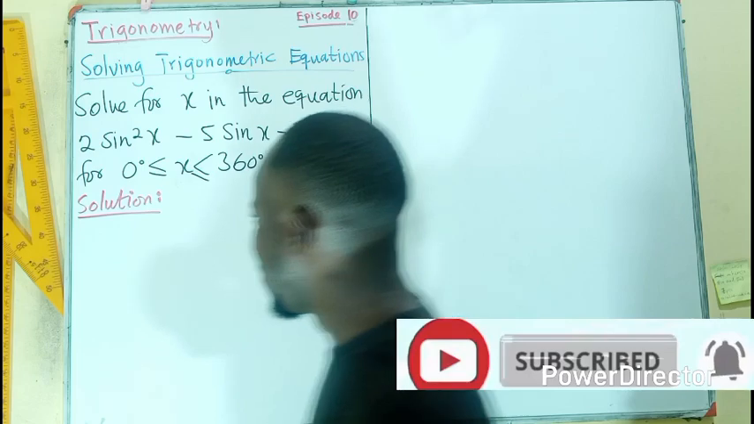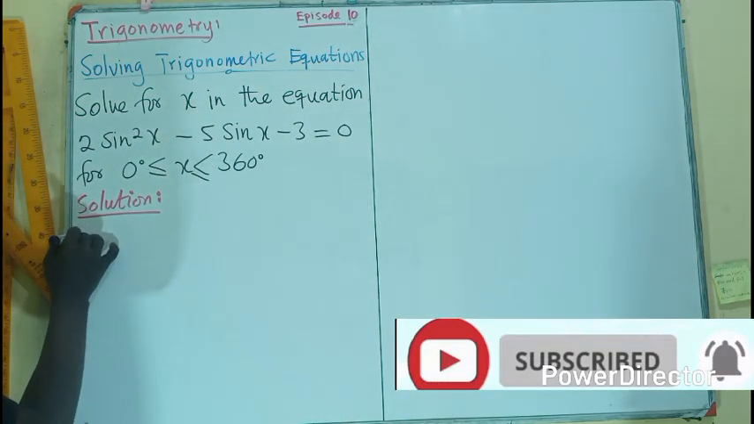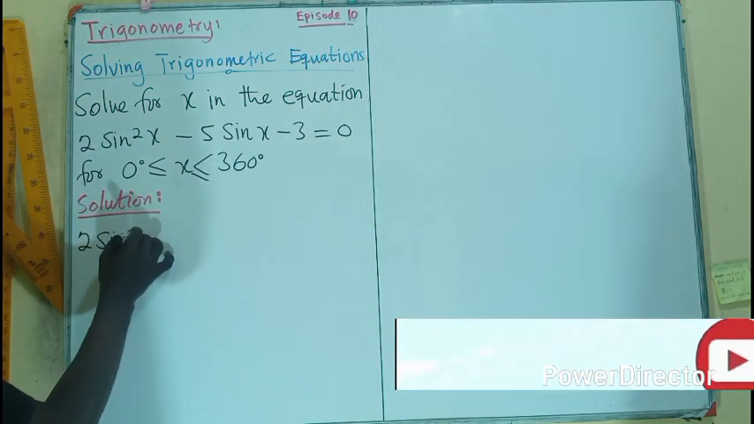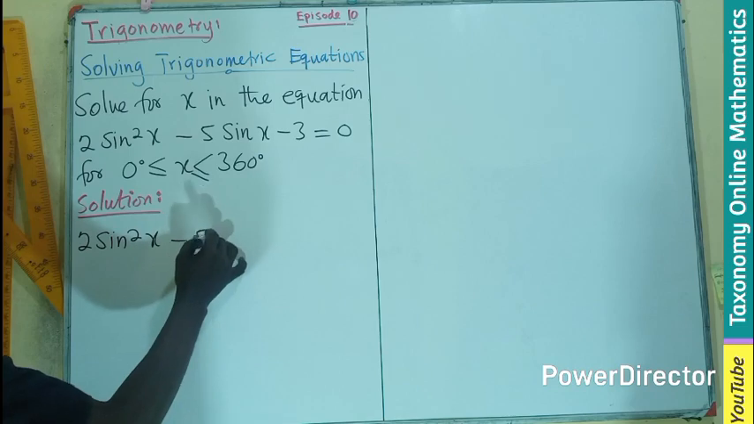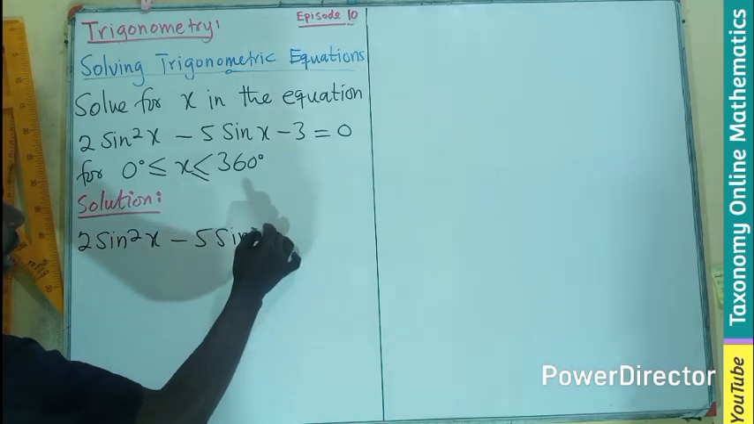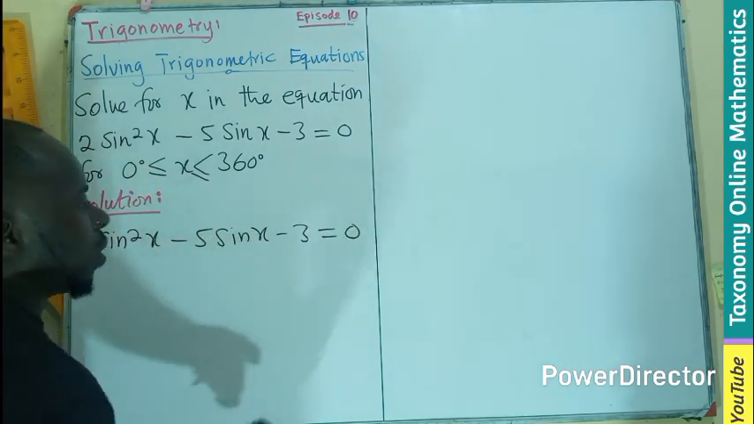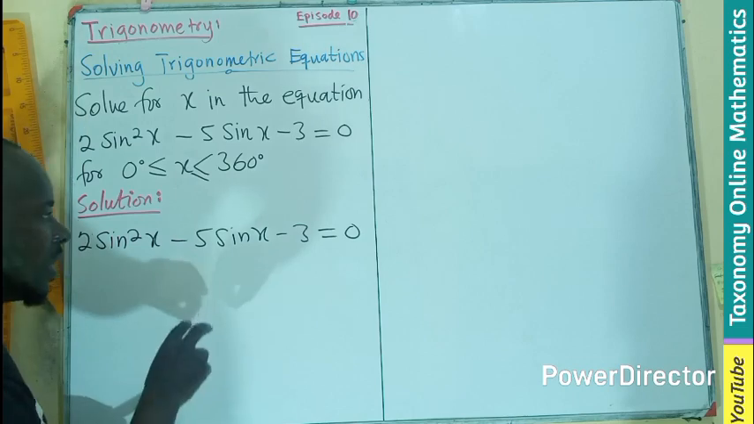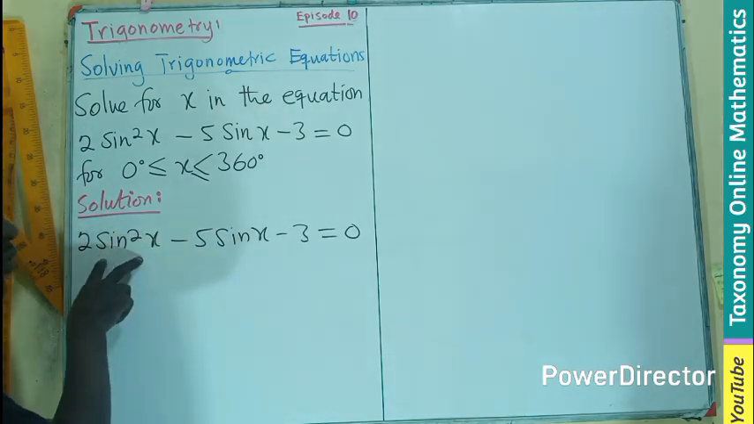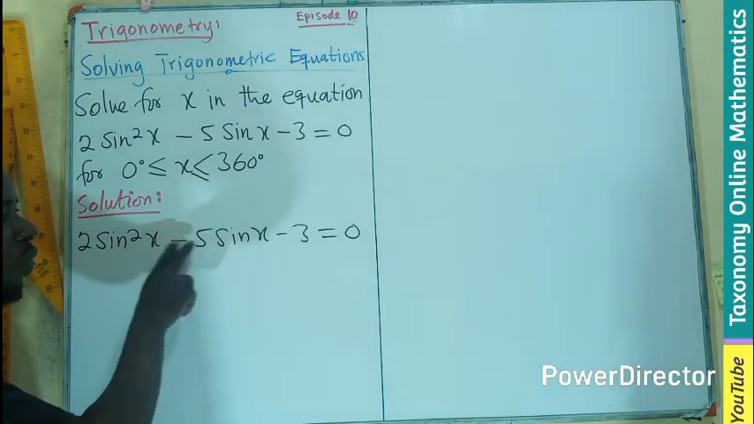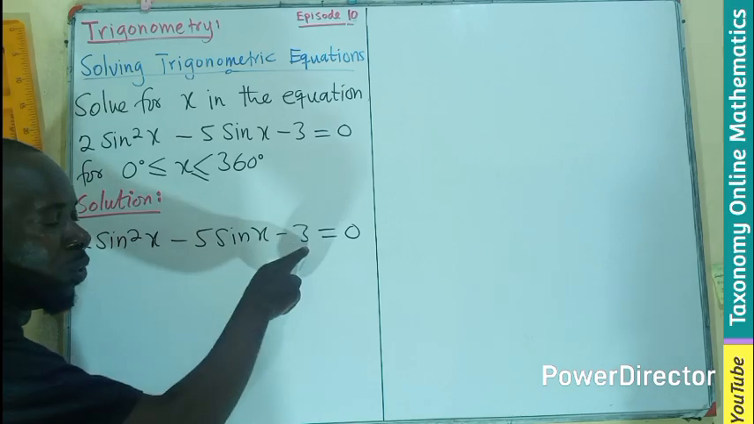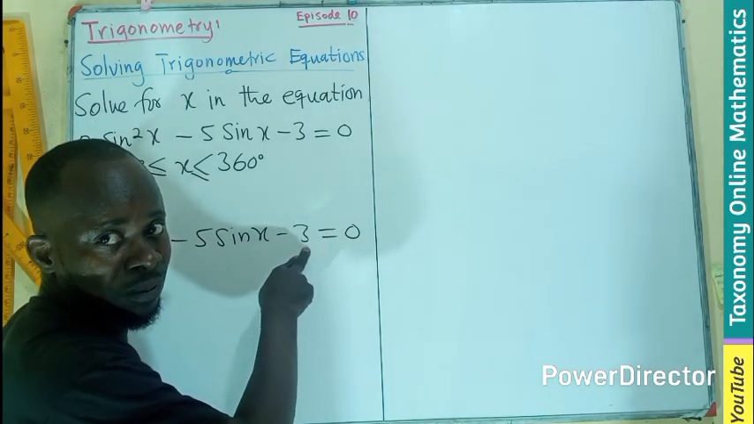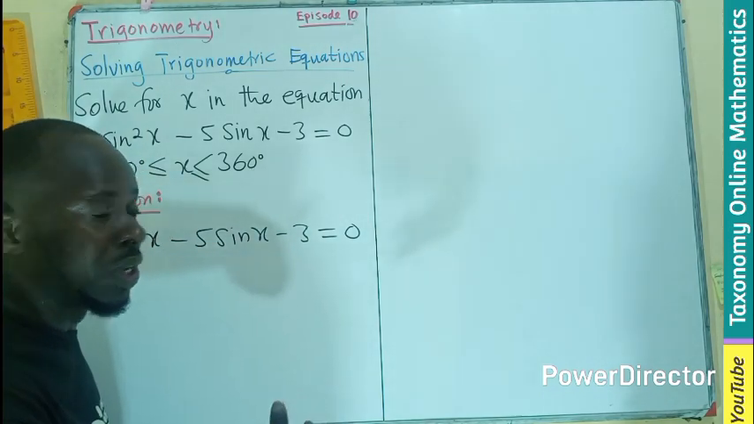So we are solving for x in the equation 2 sine square x minus 5 sine x minus 3 equals 0. The sine is single here, and squared here. If we want to factorize, we can, but we will not get a factor for 3. So we do what we call substitution.